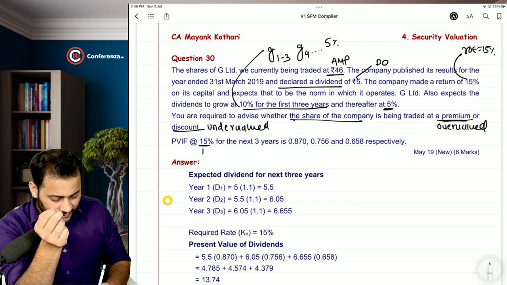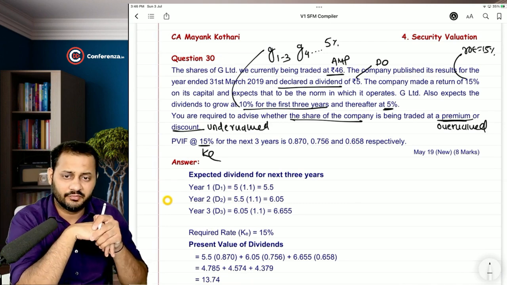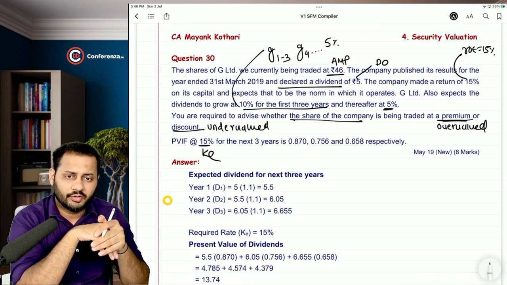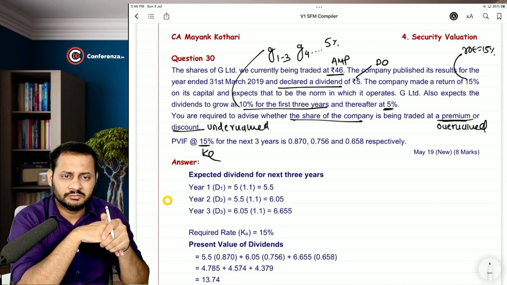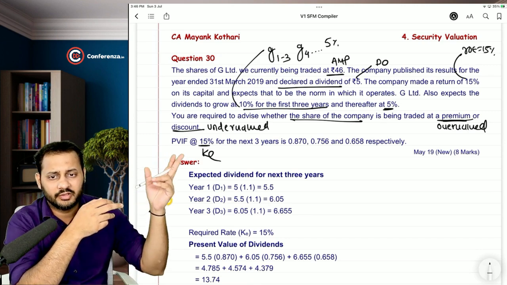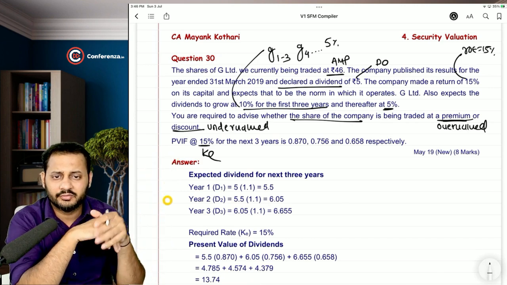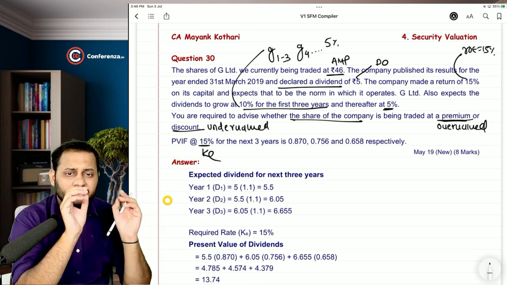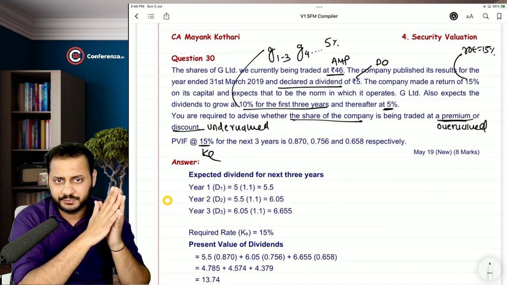The discount rate, cost of equity, is given to you as 15%. What will you be doing here? The company made a return of 15%. What should we do with that 15%? 15% is also the return and 15% is also the cost of equity. So I don't think anything in this question is different from the previous question.